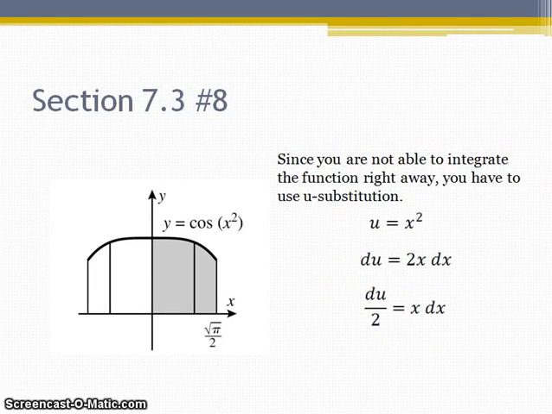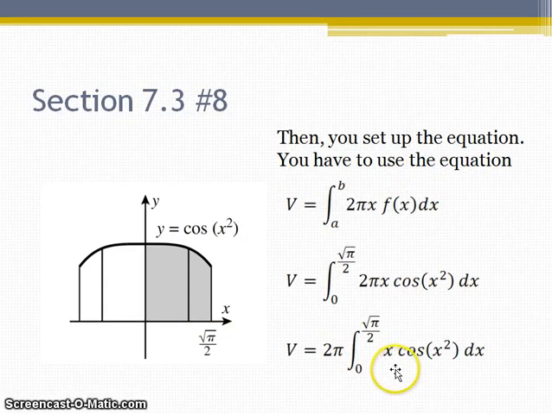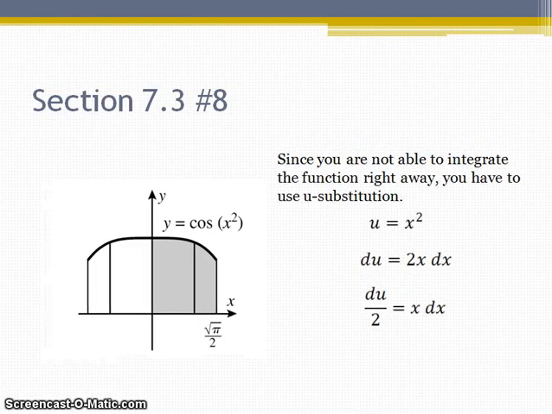Since you're not able to integrate the function right away, you have to use u substitution. So you have to set u equal to x squared, and the derivative du equals 2x dx. But since the equation itself has x times dx, you don't have to solve for dx completely. So you can just leave x with dx. So du over 2 equals x dx.